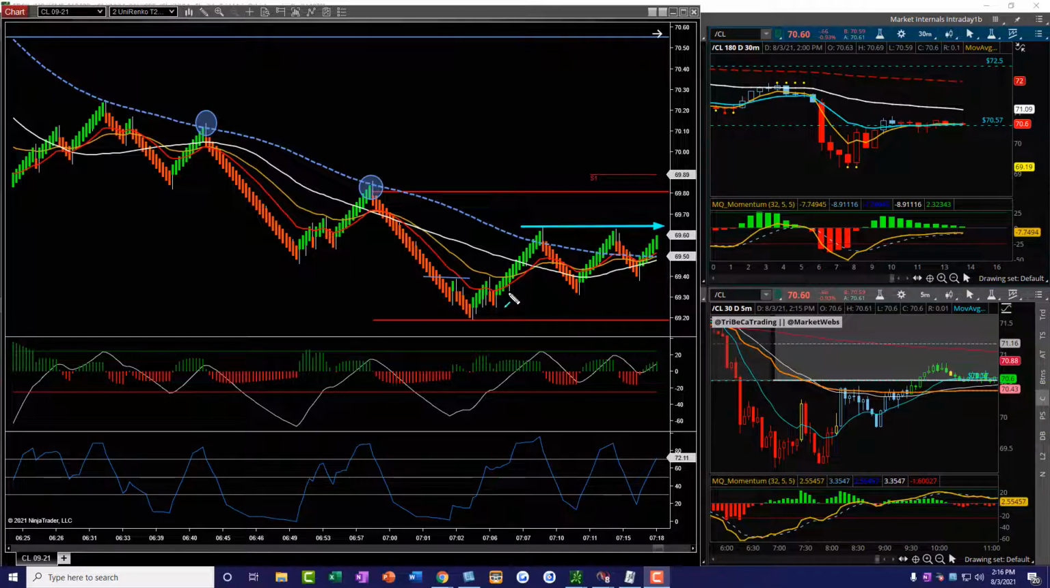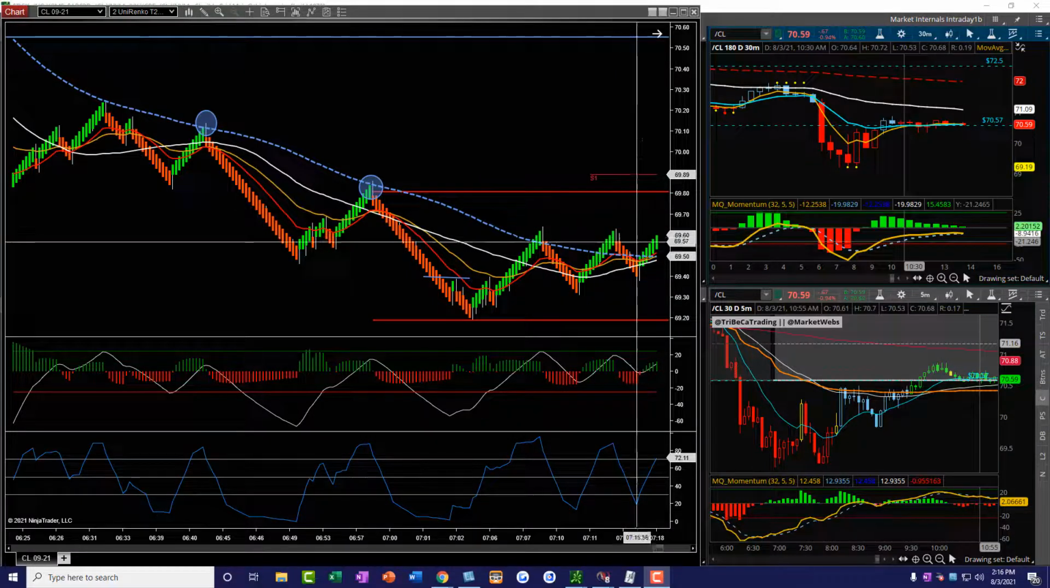Right through here. Now the key is in this consolidation, you can see two things. Number one, I'm getting higher highs and higher lows, so it's suggesting that I'm going to break to the upside. Plus I'm getting divergence from momentum, and I'm getting a cross right here that's telling me that we might be in good shape. So let's scroll a little bit further.